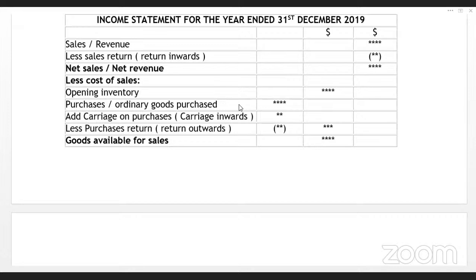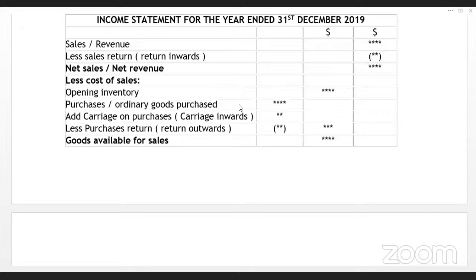Then you have to less what we call the purchase returns or the return outwards. Because sometimes you may purchase goods from the suppliers, but you find that some of these goods are returned back to the suppliers due to various reasons which we all know. What are some of the reasons for the business to return the goods back to the suppliers? Which reasons do we have? Under what circumstances can goods be returned back to the suppliers?